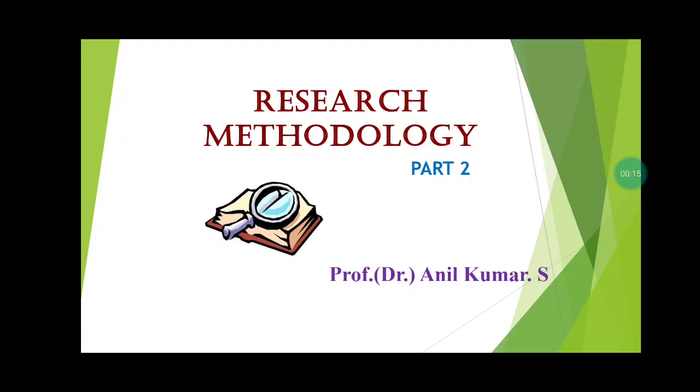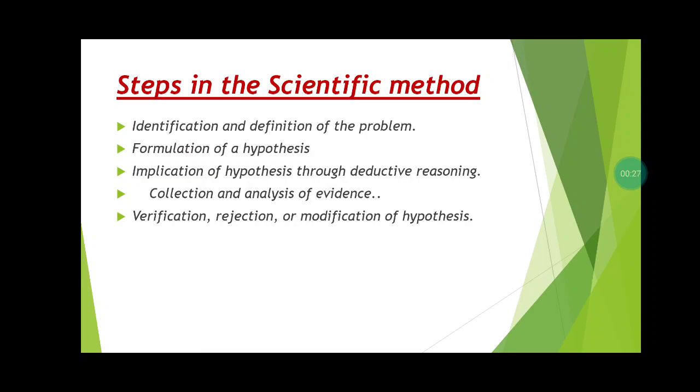In the last part, we discussed the different ways of gaining knowledge, and the last step is gaining knowledge through the scientific method. The scientific method requires observations of nature to formulate and test hypotheses. It consists of 5 different steps, and the first step is identification and definition of the problem, formulation of hypothesis, then implication of hypothesis through deductive reasoning, then collection and analysis of evidence, and finally verification, rejection or modification of hypothesis.